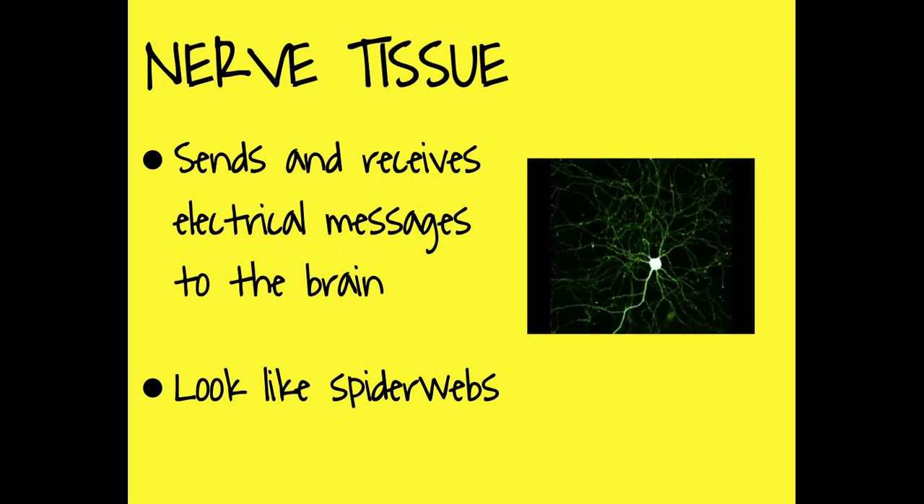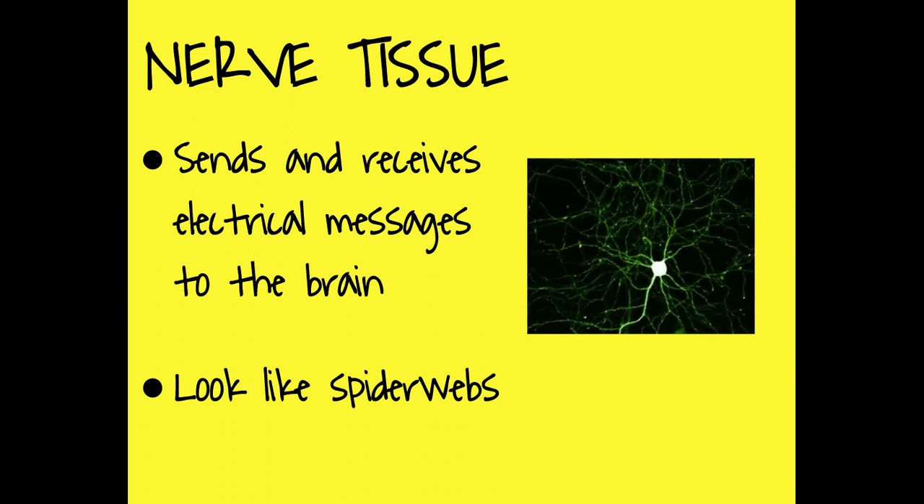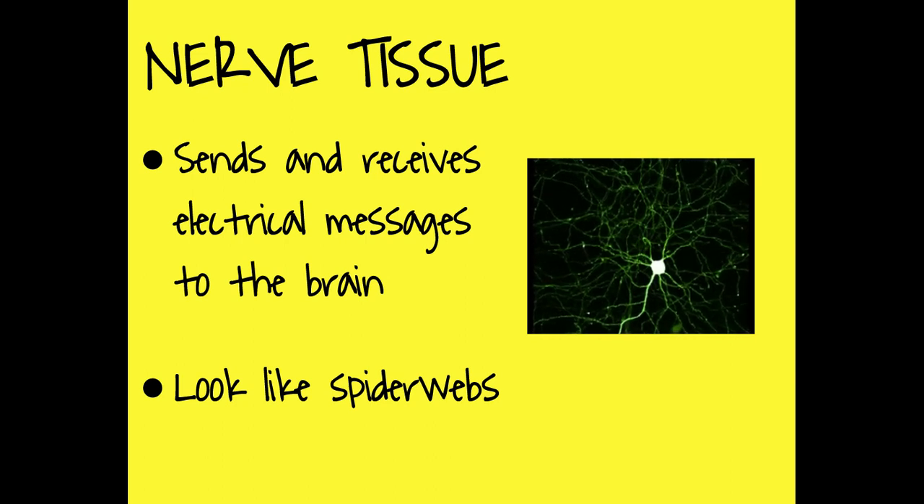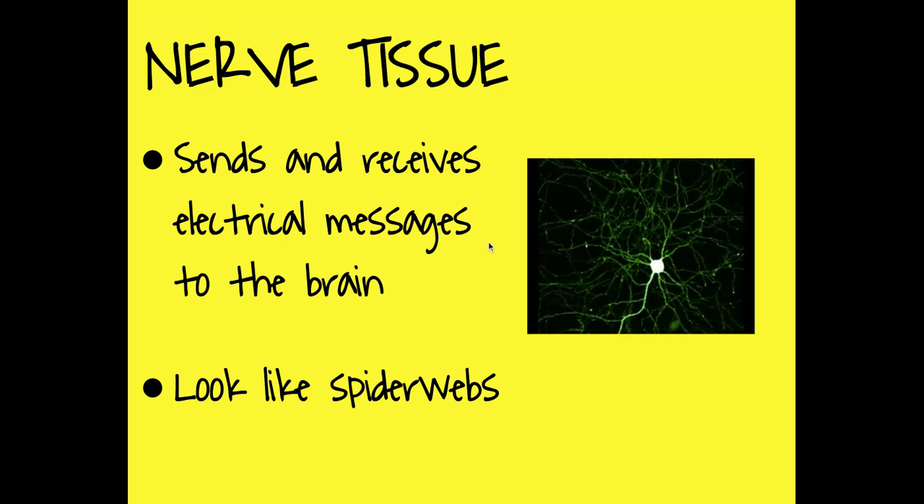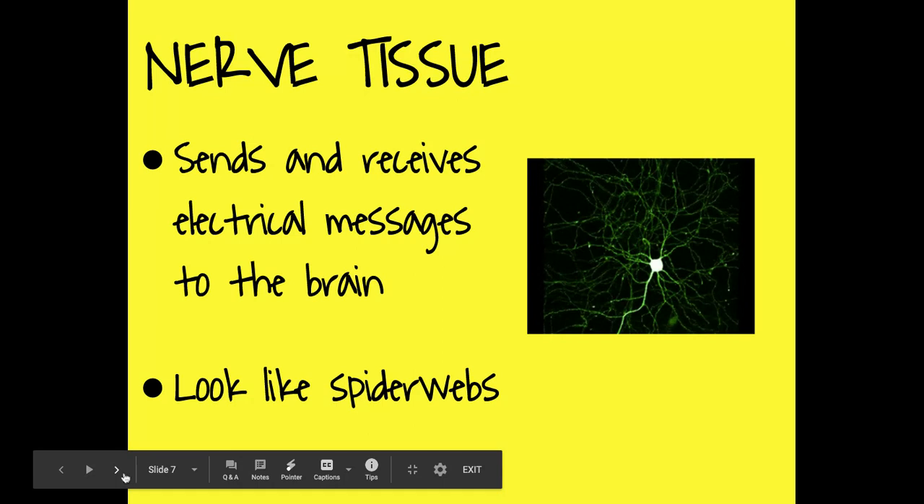So it tells you if you are touching something hot, that it's hot, to move your hand away. Or if you're touching something cold, to move your hand away. It tells you when there's pain involved. So the nerve tissue itself is just extraordinary and fantastic, but what it does for your body is also extraordinary and fantastic.